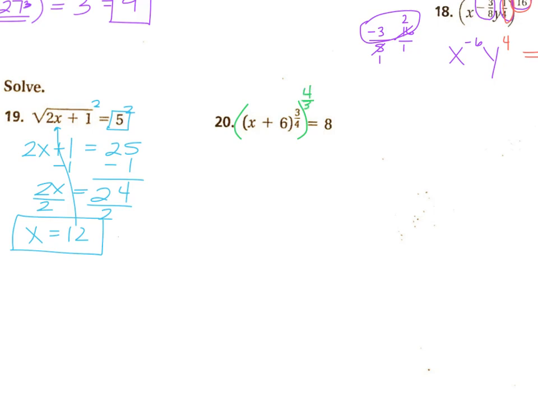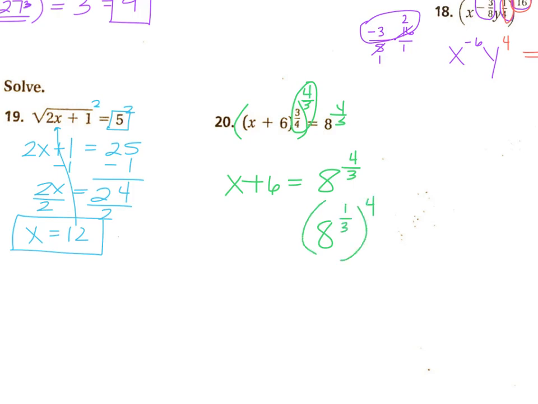To the 4/3 power would get rid of all of this. So we would just be left with x plus 6 on this side, but whatever you do to one side, you have to do to the other. So this equals 8 to the 4/3 power. Well, remember what we do with that. Basically what we're saying is this is 8 to the 1/3 power.